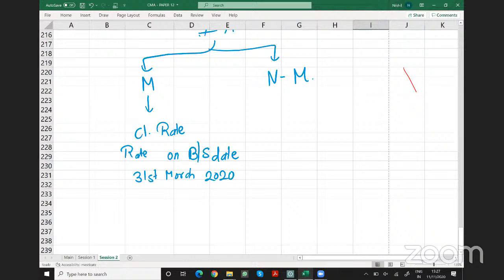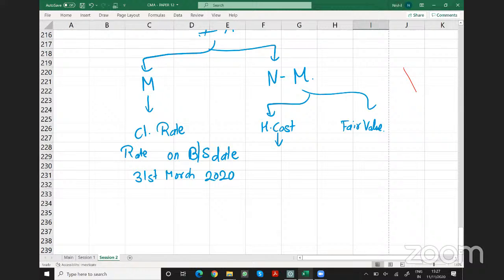In case of non-monetary items, they are further bifurcated into two parts. One is if they are recorded at historical cost, and the second is if they are recorded at fair value or revalued amount. If they are recorded at historical cost, they should be recorded at the rate prevailing on the date of transaction.